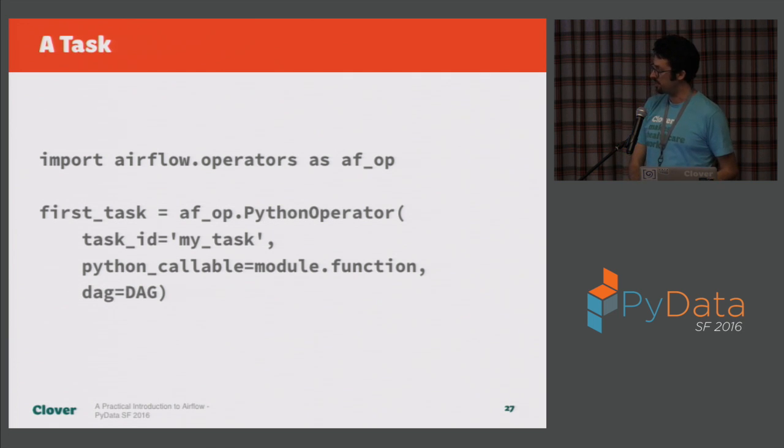So this is coding up a task, importing the operators module and making a Python operator. The task ID has to be unique within the pipeline. And you have to pass in the DAG here to the operator so that it gets associated with the right pipeline. And then, depending on the task, you're telling it what to run. So here we're pointing it at a function. If this was a SQL task, we could put a string there that had SQL commands. We could point it at a file that had SQL commands in it. Both of those work. Same with bash.